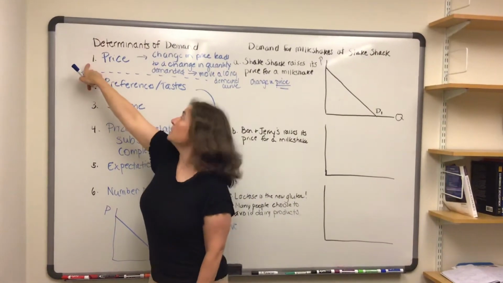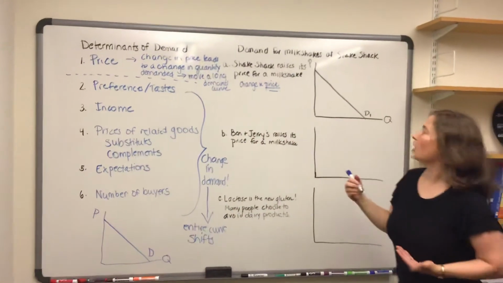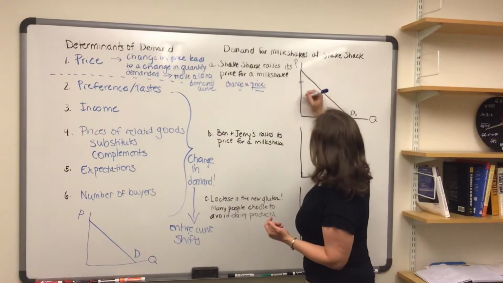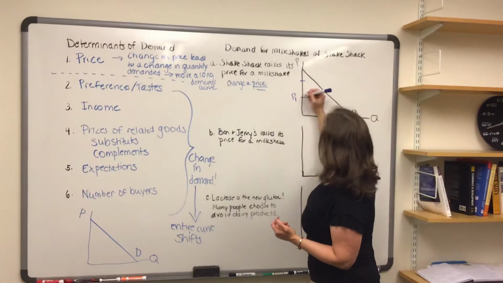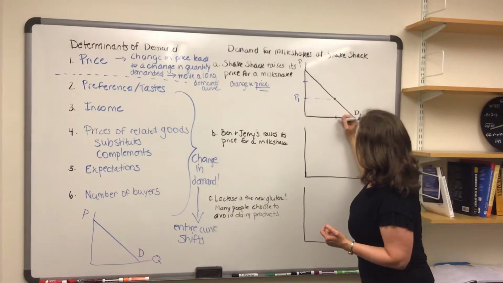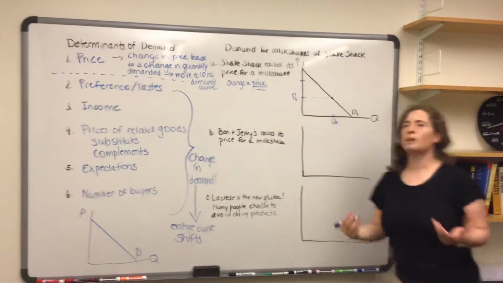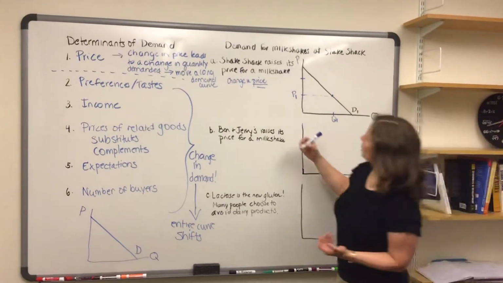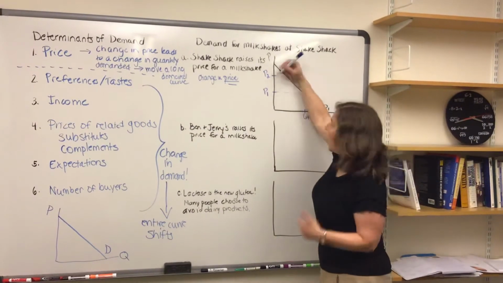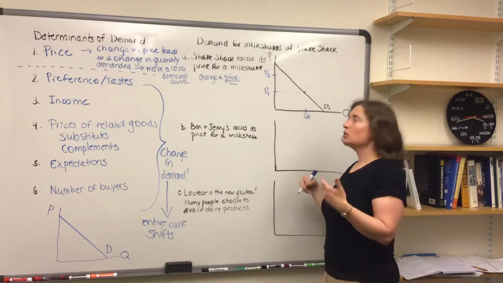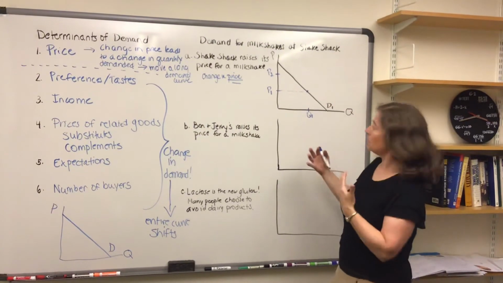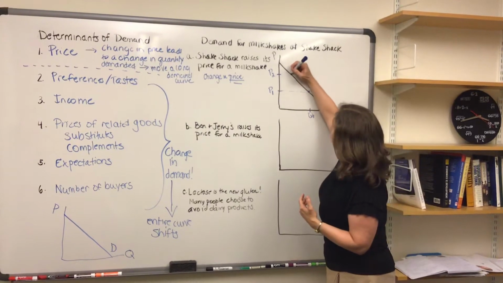That corresponds to the first determinant on our list. So what does that mean? Well, let's just say Shake Shack's starting price was here, P1. That corresponds to quantity Q1, quantity demanded. If Shake Shack raises its price for a milkshake to P2, everything we need to know to forecast or predict the change in the market, the change in the demand side of the market, is right here on the graph.